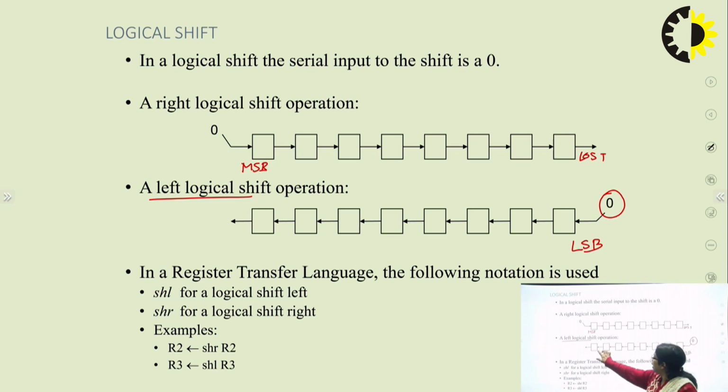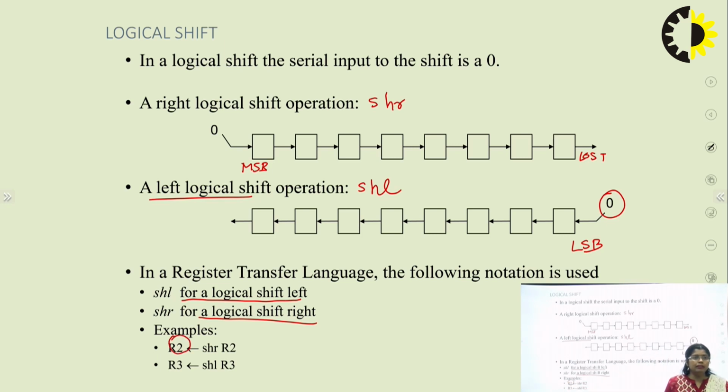The left logical shift is also called SHL, or logical shift left, and the logical shift right is also called SHR. So SHL for the logical shift left and SHR for the logical shift right. And how you can write it: if we want to shift the content of R2 right, we can write SHR R2, the logical shift right, and if we want the content of R3 shifted by the logical shift left, we can write it here as SHL R3.